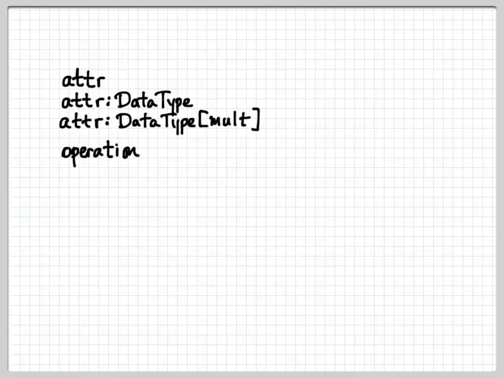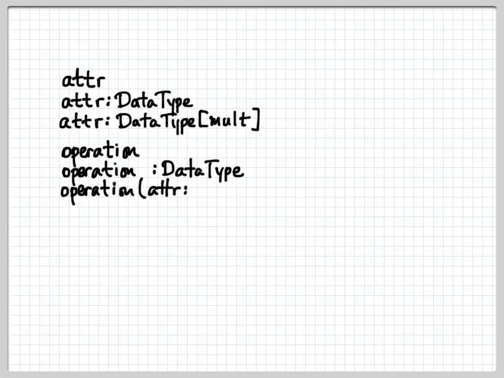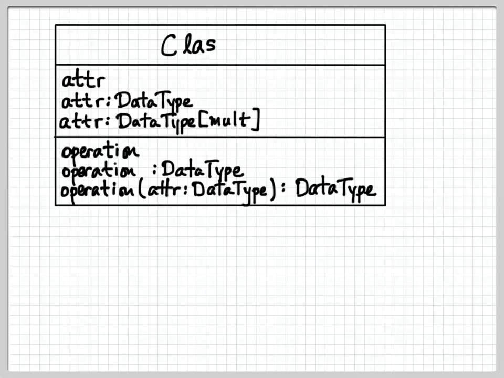We can also have operations with no return value, operations that return a data type, and operations that take an attribute or more than one attribute of a data type and return a data type. So this is a generic way that we can write the features of our class.